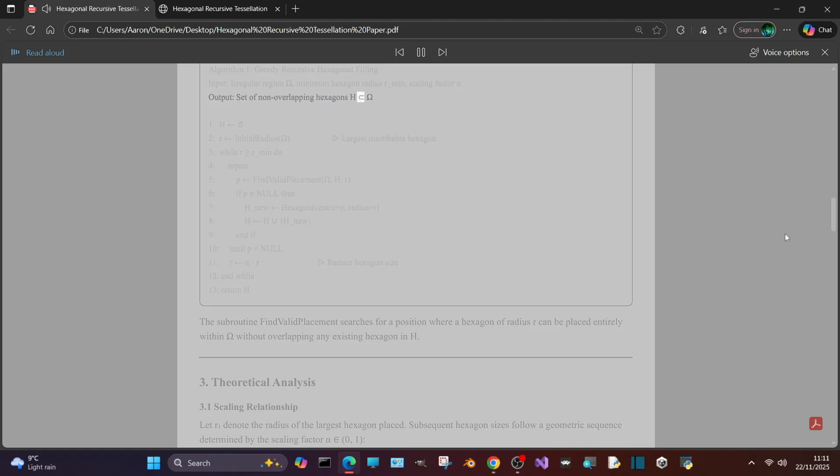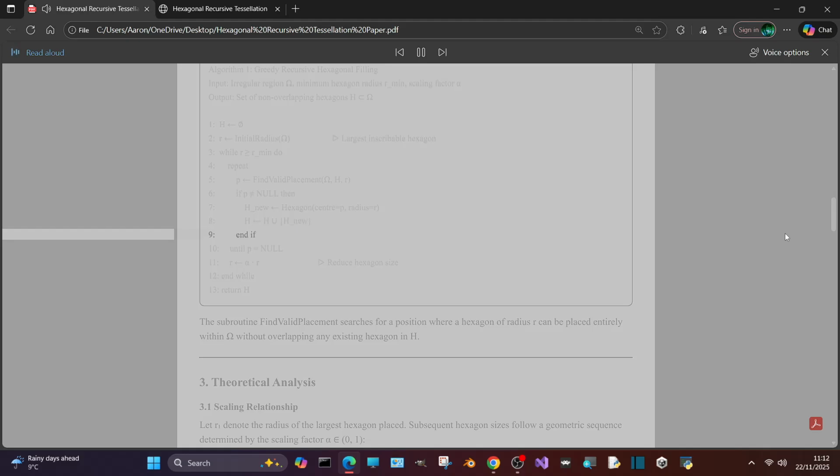Output. Set of non-overlapping hexagons H, a subset of omega. 1, H gets the empty set. 2, r gets initial radius, the largest inscribable hexagon in omega. 3, while r is greater than or equal to r_min, do. 4, repeat. 5, p gets find valid placement, omega, H, r. 6, if p is not equal to null then. 7, h_new gets hexagon with center equals p, radius equals r. 8, H gets H union h_new.